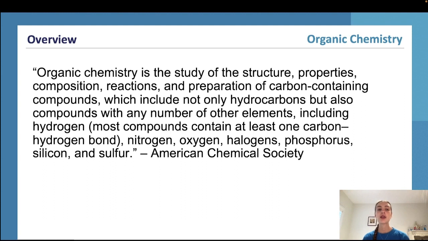So basically it's these compounds which have a carbon backbone, and based off this carbon backbone, they then have functional groups which affect the physical and chemical properties and affect what reactions this particular compound can participate in.